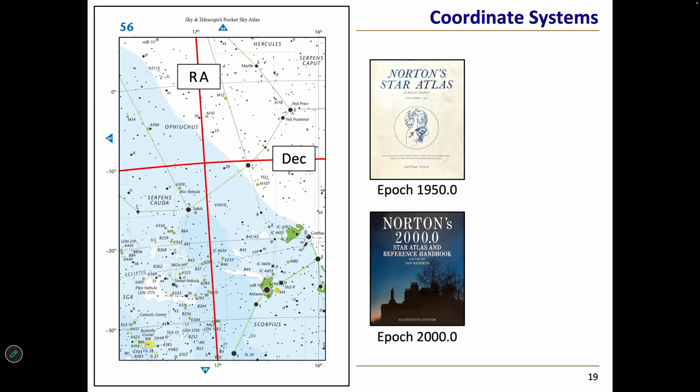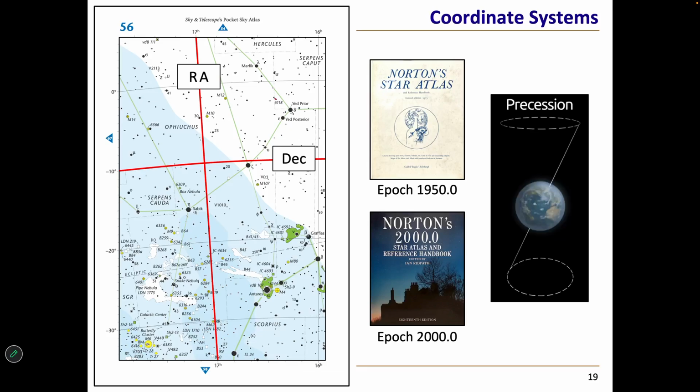Well, yes, but remember, I'm not sure what your first star atlas was. There's the Norton Star Atlas, 1950 and 2000. Those are not the publication dates of the star atlas. They're the epoch dates. They're the dates at which the coordinates of the stars are either given or calculated. So why should they be different in 1950 and 2000? Well, they're different because the Earth moves.